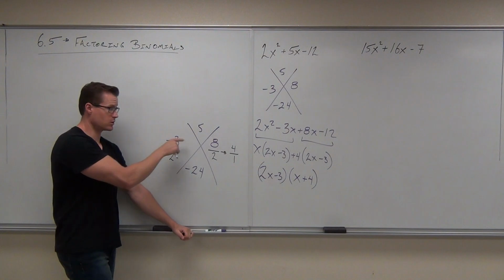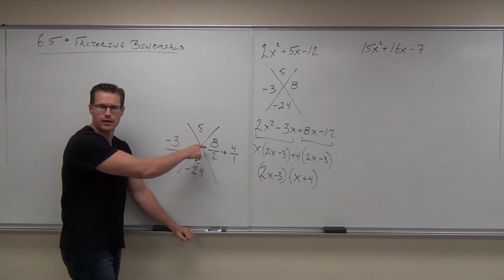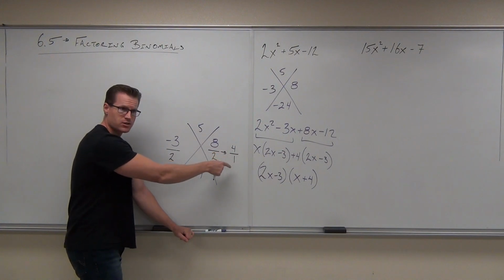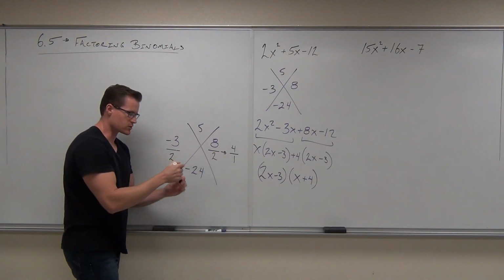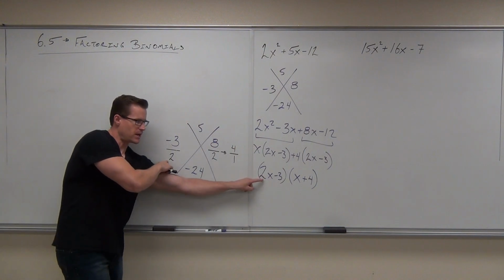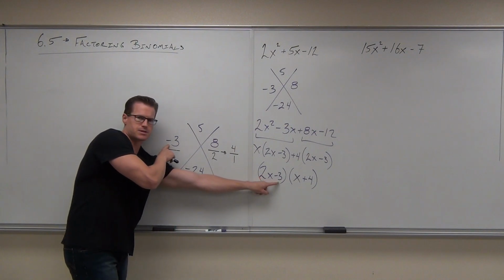Are you guys with me on where these numbers come from, right? Because we've done a lot of that. You know where this number's coming from? What number is that? A. You know how to reduce fractions. This will give you your factors. Here's what I want you to see. The denominator is your A. The numerator is this right there.